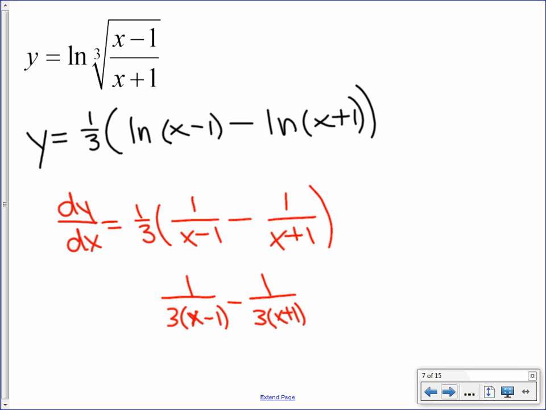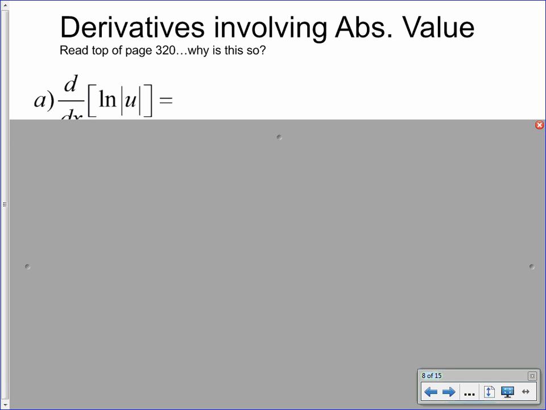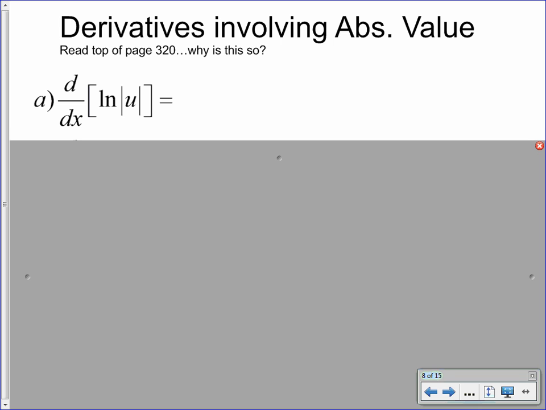All right. So I want to talk about this. Sometimes you may see absolute values inside of our logarithms. Why? Because you can't have a negative log. We can't have negatives inside of the logarithm. That's not okay.